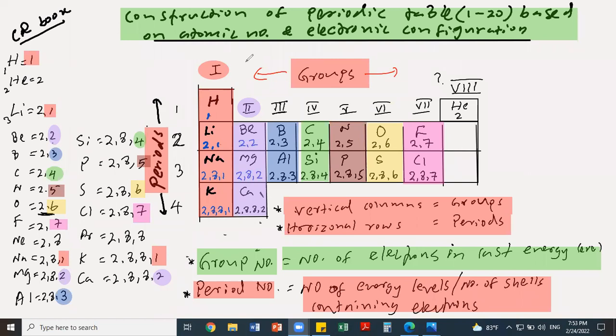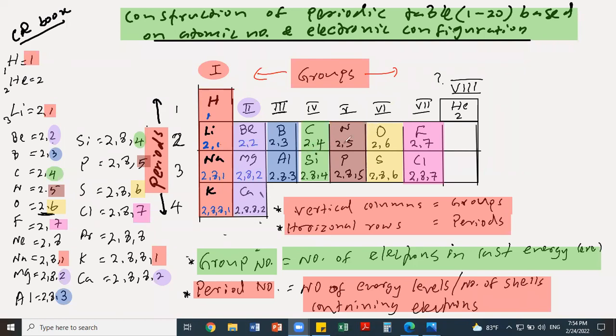You should be able to create this table, not just write 1 to 20 on the leftmost side with the configuration. You should know to which position, to which group, to which period they belong in the table. Why? Later you will understand, but you can easily get the answers for many questions if you remember this table. I'll come to that later. You can tell many properties, much information about that element from this table, right? That's the reason I'm explaining this much, the importance of this table.